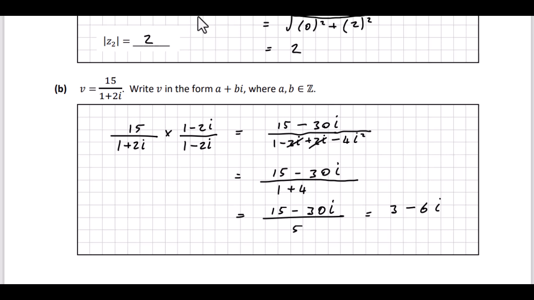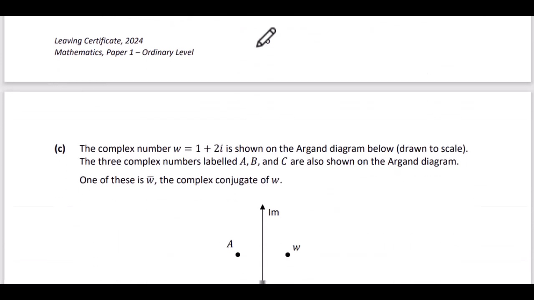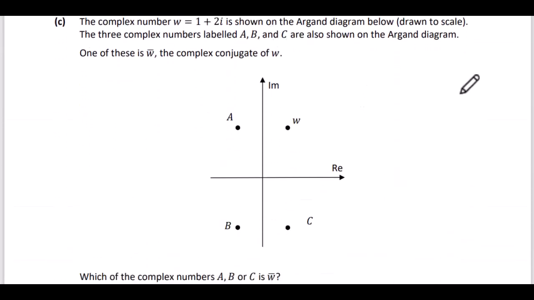Let's have a look at part C. The complex number w is 1 plus 2i, and it's shown in the diagram below, drawn to scale. The three complex numbers labelled a, b and c are also shown on the Argand diagram. One of these is w with a bar over the top, the complex conjugate of w. So I guess they're asking us which one is it. So our complex number is w, it's here. The conjugate of that is going to be this one here, it's going to be c.